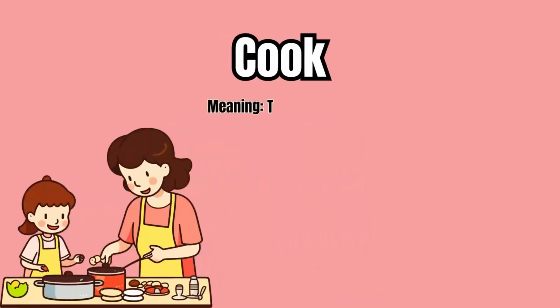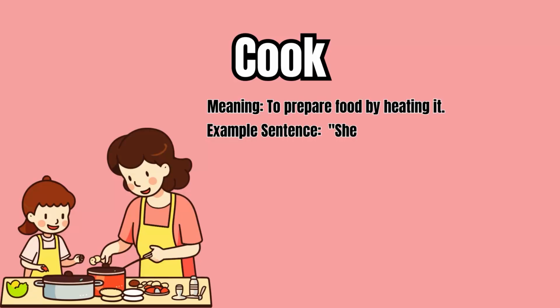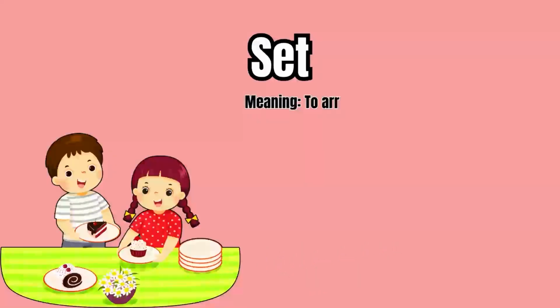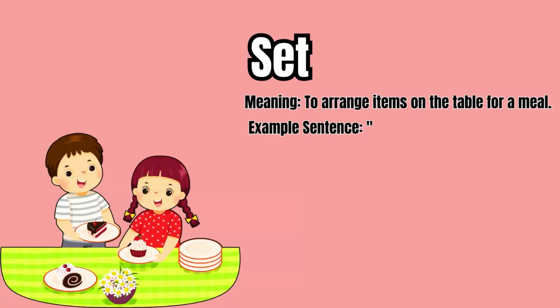Cook, meaning to prepare food by heating it. Example sentence, she is cooking dinner. Set, meaning to arrange items on the table for a meal. Example sentence, she is setting the table.